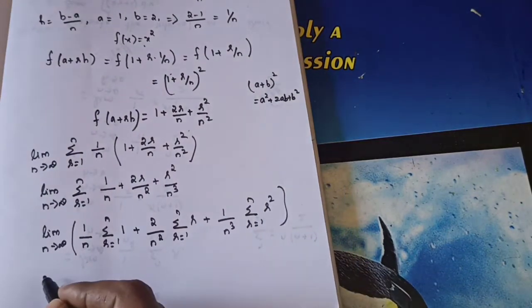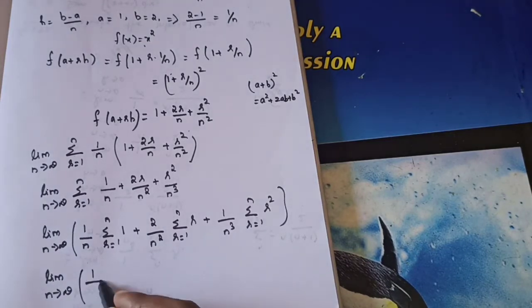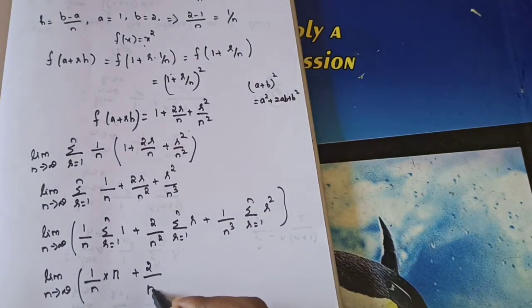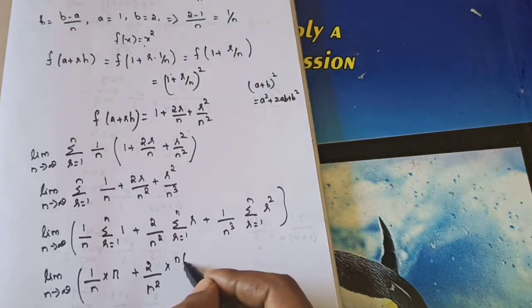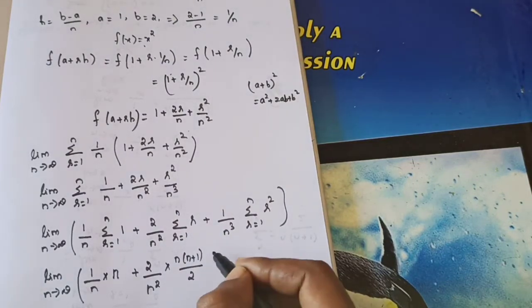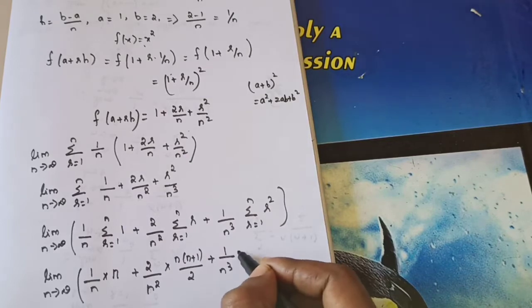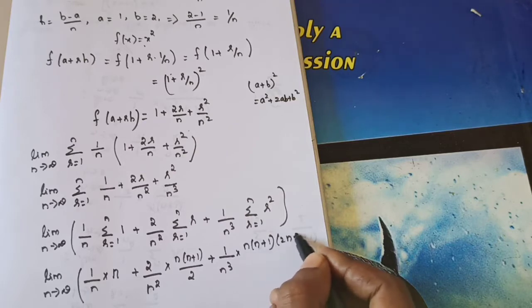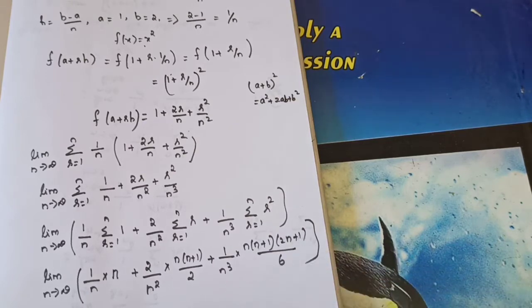So now you are going to substitute all of these using the formula. Limit n tends to infinity, 1 by n. What's the value of summation 1? It is n, is it right? Plus 2 by n square into summation r, what's the formula? n into n plus 1 by 2. Then 1 by n cube into summation r square, what's the formula? n into n plus 1 into 2n plus 1 by 6. Okay. Now what will you do afterwards? If anything is common, you will cancel it. Is it right? Okay. So what are the terms that will get cancelled?